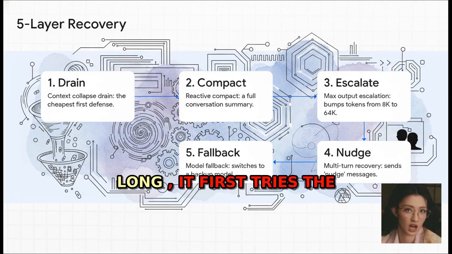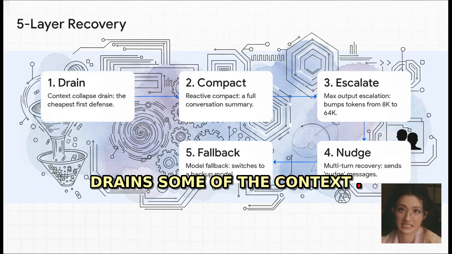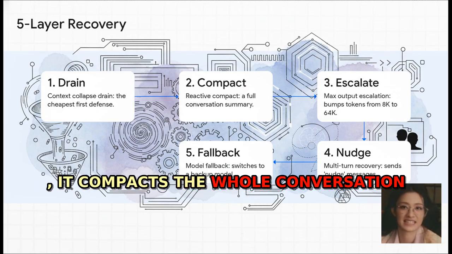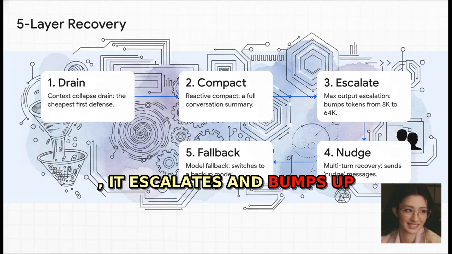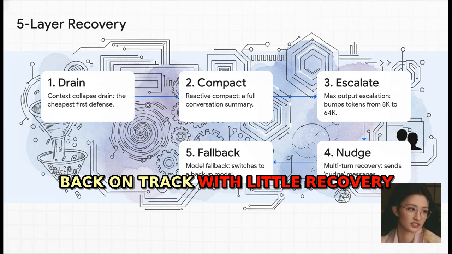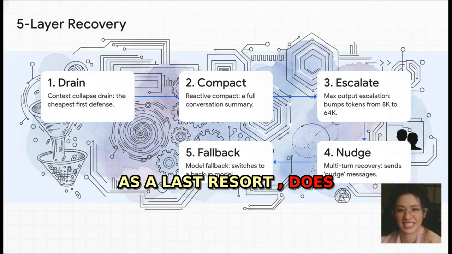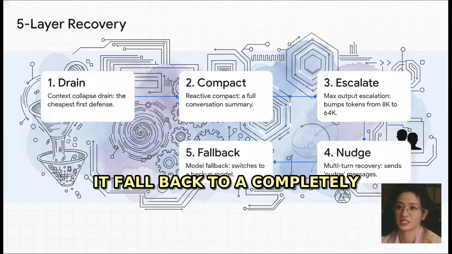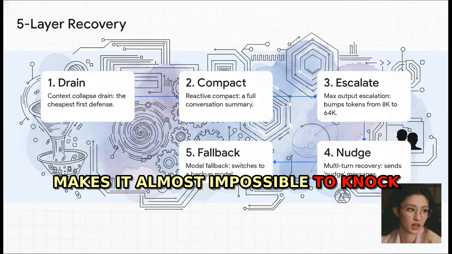If a prompt is too long, it first tries the cheapest, easiest fix. It drains some of the context. If that doesn't work, it compacts the whole conversation into a summary. Still stuck, it escalates and bumps up the token limit. Then it tries to gently nudge the model back on track with little recovery messages. And only as a last resort does it fall back to a completely different backup model. It's an incredible safety net that makes it almost impossible to knock over.